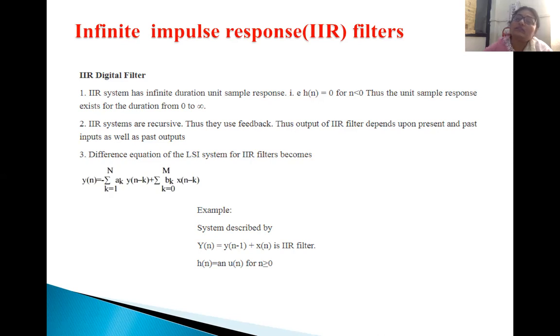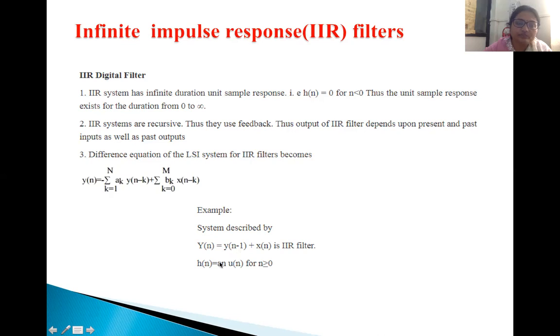Now, when the system takes past samples of the output, present samples of the input, and past samples of the input, then the system is identified as an IIR system. So here you can look, this is representing the present input, and this is representing the past sample of output. Therefore, this system is describing an IIR filter.